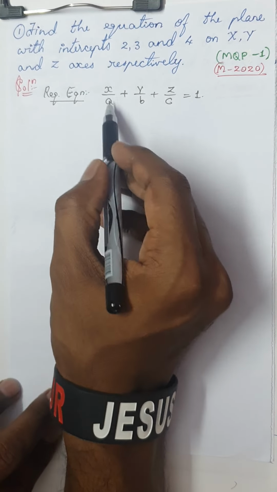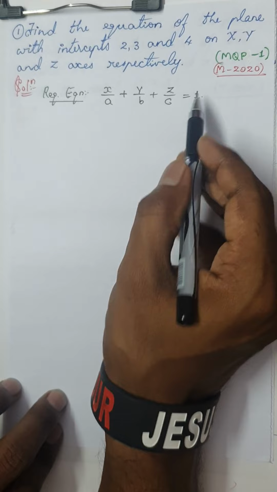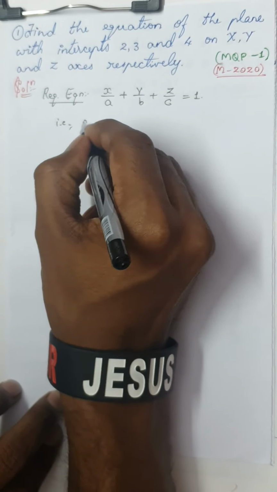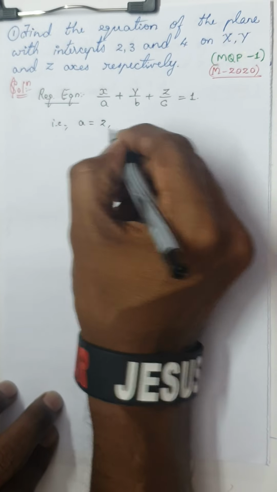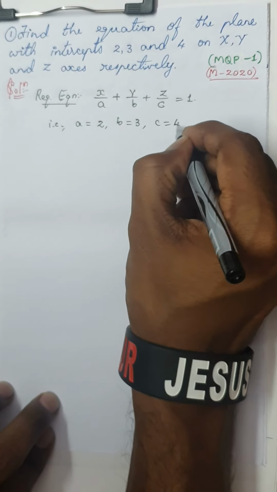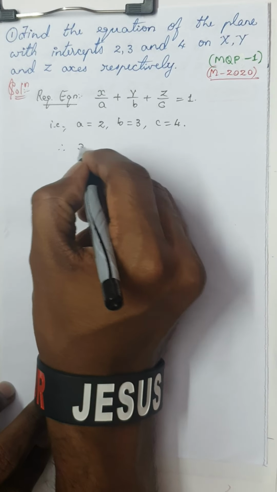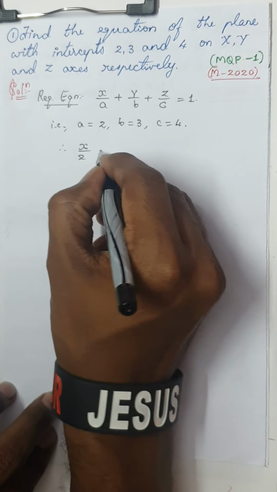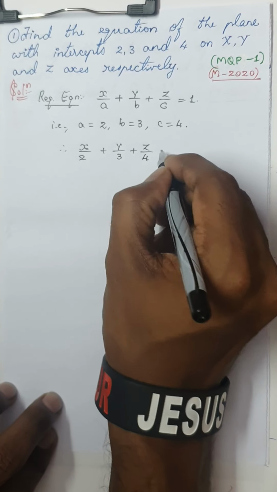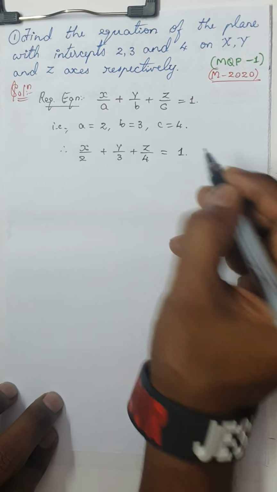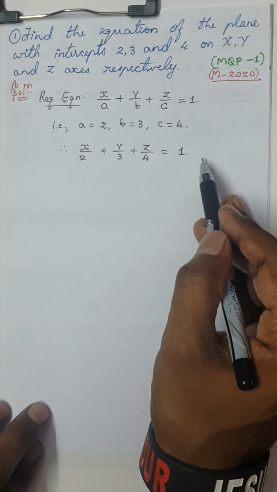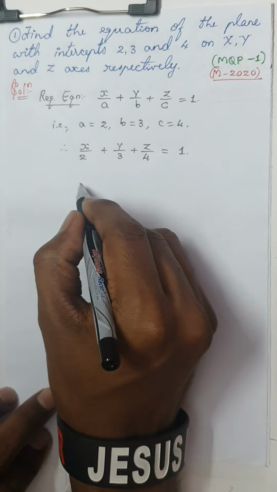So I have x by a plus y by b plus z by c is equal to 1, where here a is equal to 2, b is equal to 3, c is equal to 4. Therefore, I will get x by 2 plus y by 3 plus z by 4 is equal to 1. If it is a 1 mark question, you can stop here. If it is a 2 mark question, you have to further simplify this.